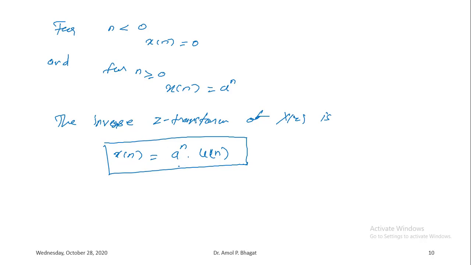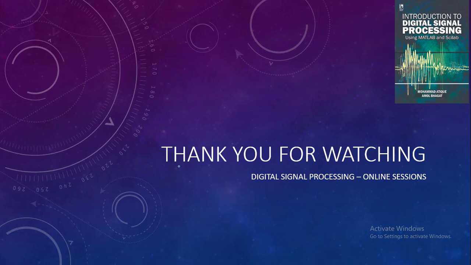In the next session we'll be discussing the second method of finding the inverse Z transform, that is the power series expansion method, which is nothing but the long division method.